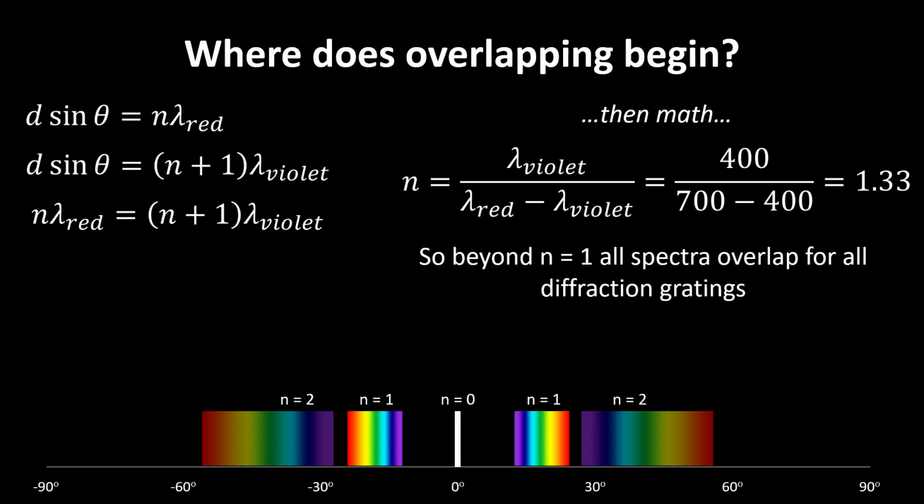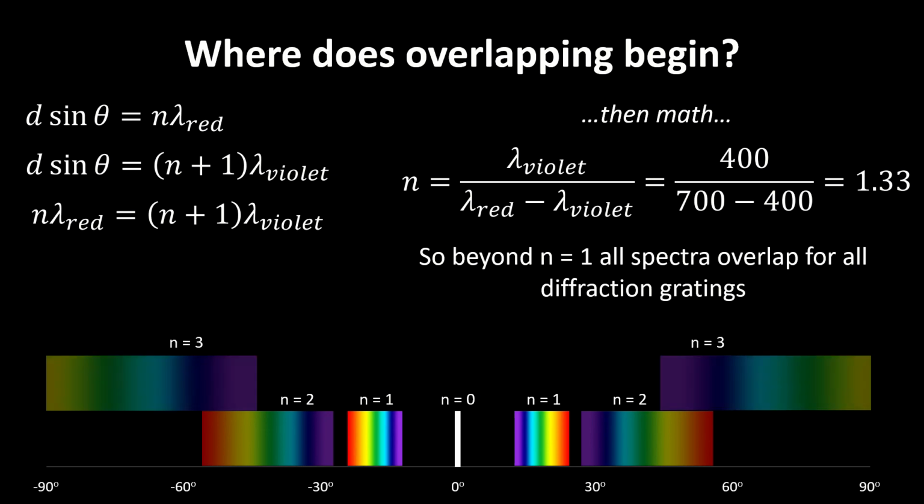Now, remember, n equals 1 is the only one that doesn't overlap. So n equals 2, and when we get to n equals 3, I've just drawn it above so it's a bit clearer. It is actually spread out quite a lot. And you notice that this one doesn't finish. The violet starts at about the green of the n equals 2, but it doesn't finish. It only gets up to about yellow in the spectrum before it hits 90 degrees.